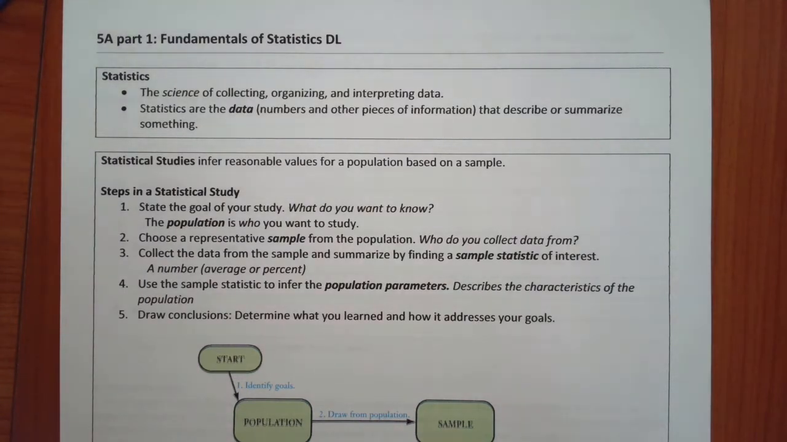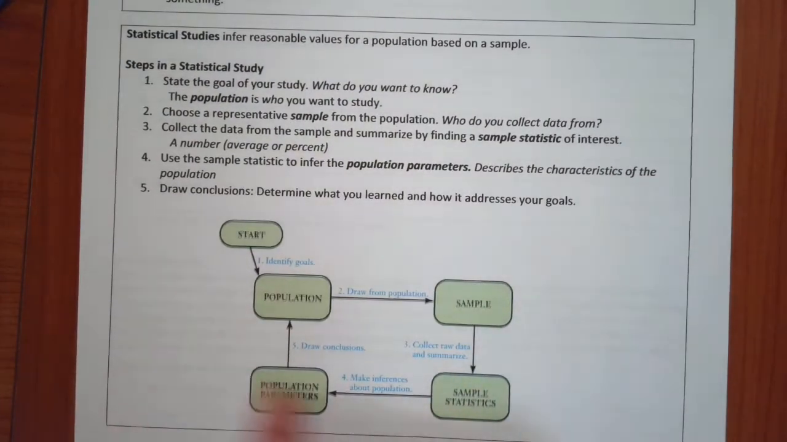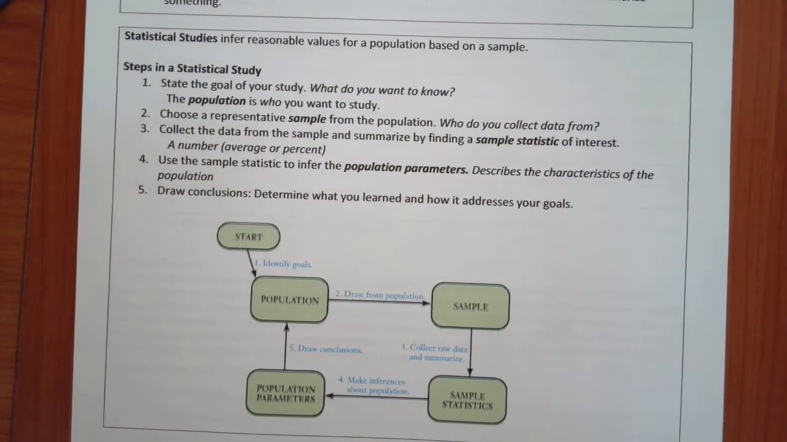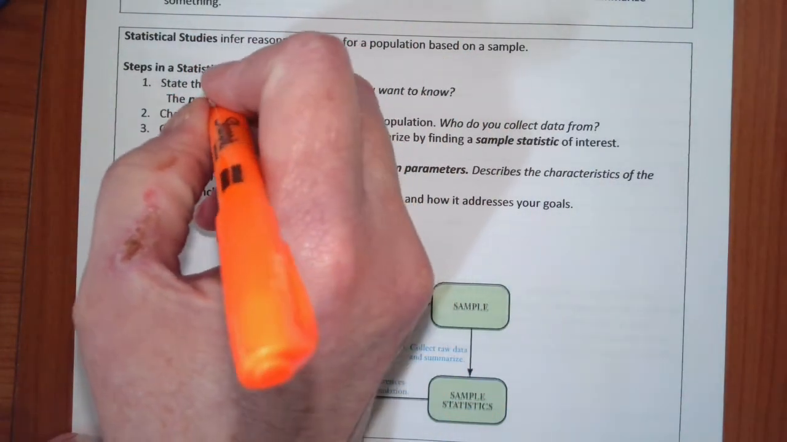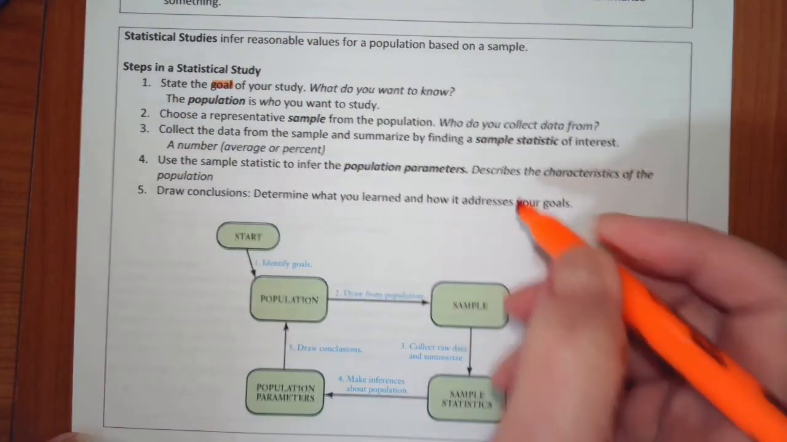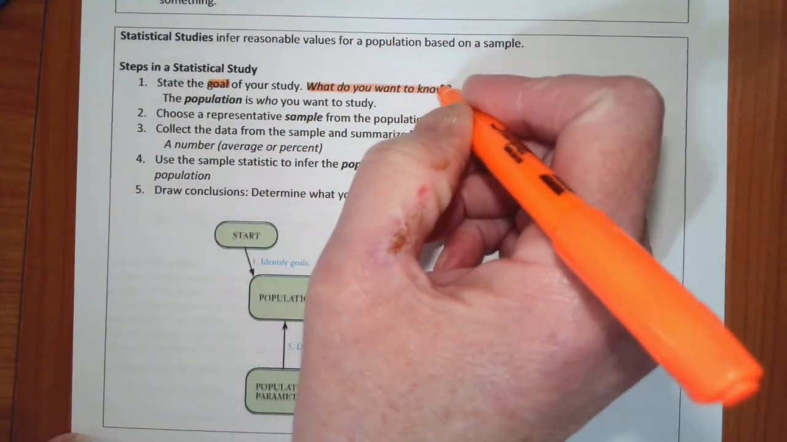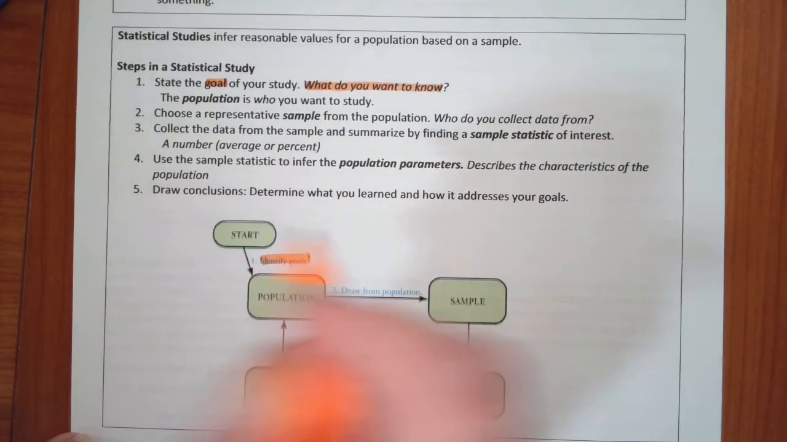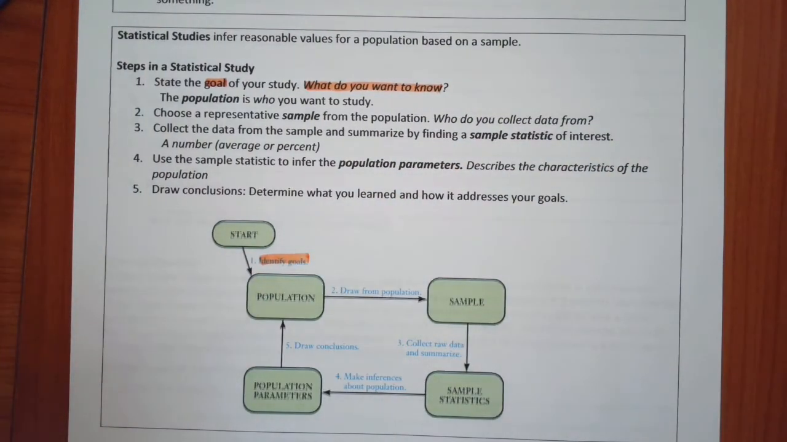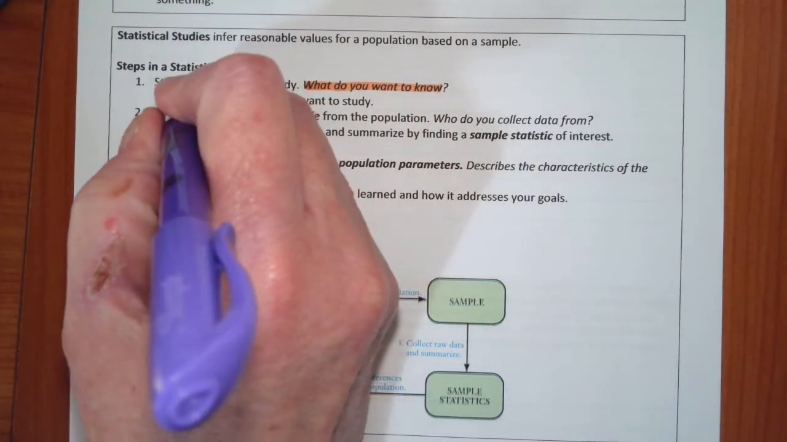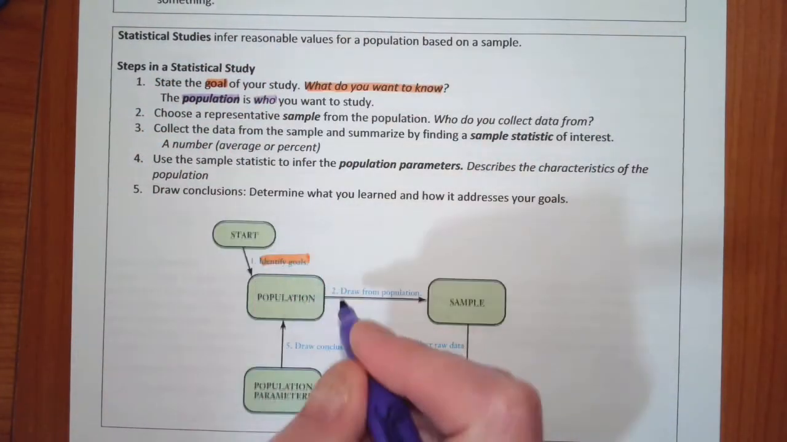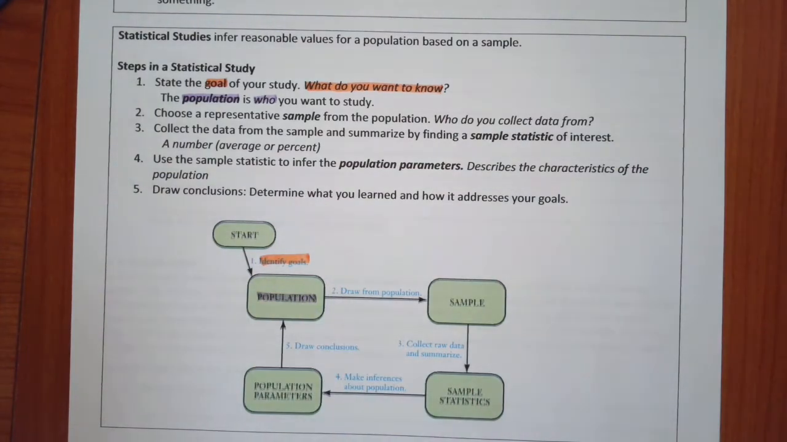Okay, so we know what a statistical study is, and here's how we do this, and it's presented to you both in a flow chart and in a statement here. So the first thing that you are going to want to do is state the goal. You have to have a goal, which is, what do you want to know? So you identify your goal. What is it that you want to know? Within that goal, that will tell you what the population is. That is who you want to know the information from.